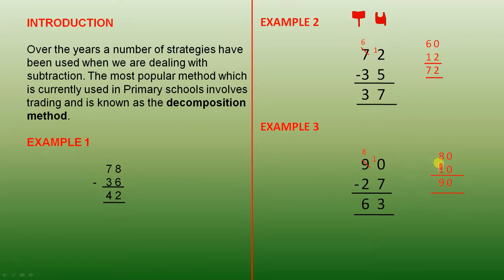Let's check that the trading is correct, because we have to make sure that the value up here after we've done the trading is actually 90. There's 80, which is there. That's a 10, and that's a 0. So altogether you've got 10. 80 plus 10 is 90, so we've done the correct trading.